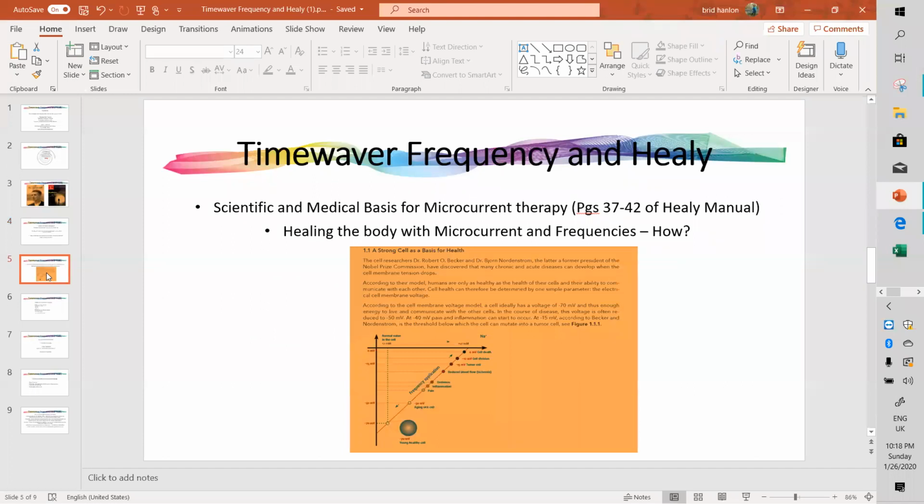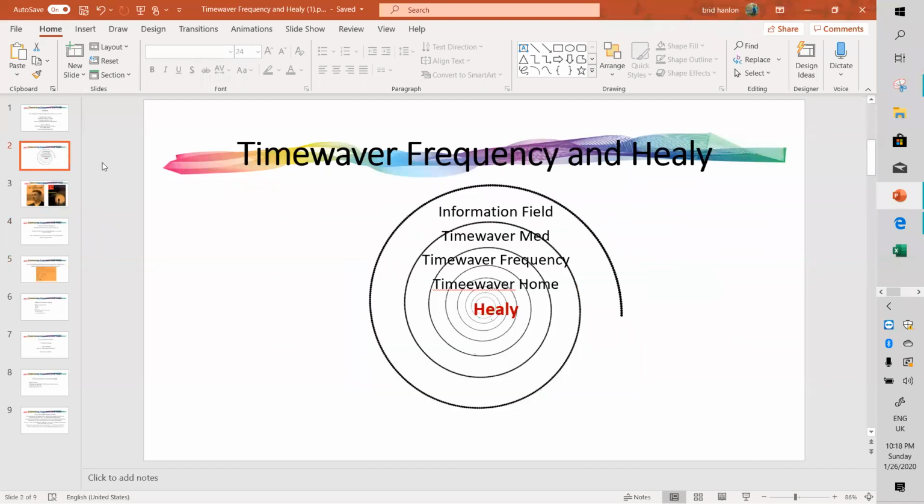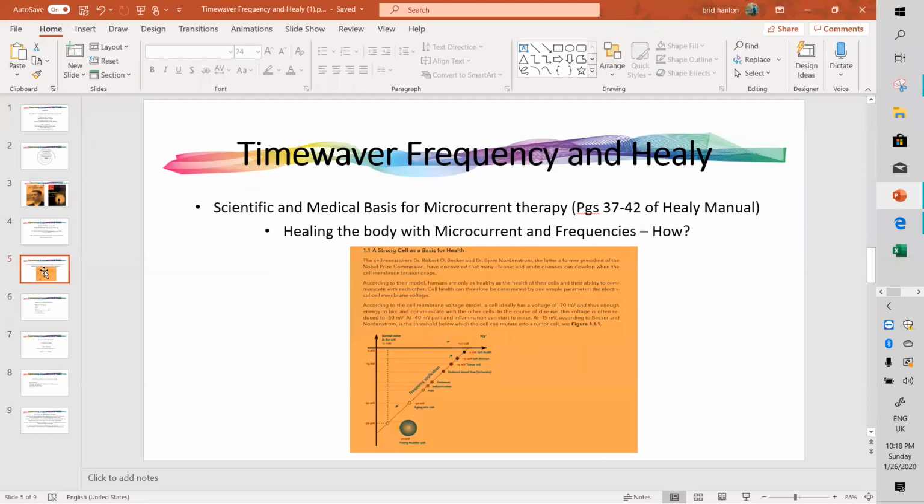Now, I want to go from that level, from the information field level, I want to come down now into the physical treatment. What happens in the body when you receive microcurrent carrying particular frequencies.